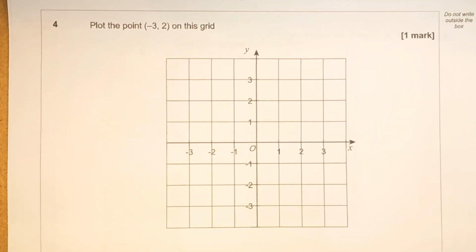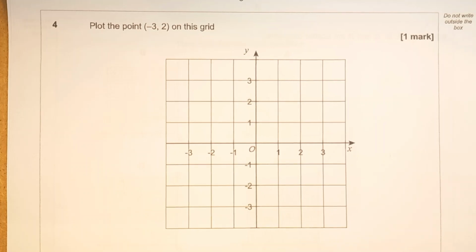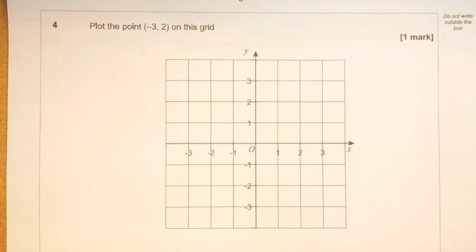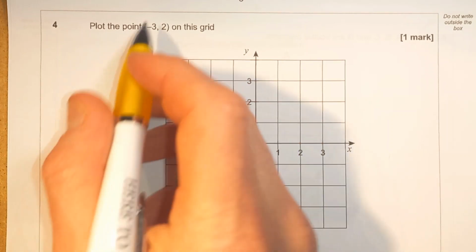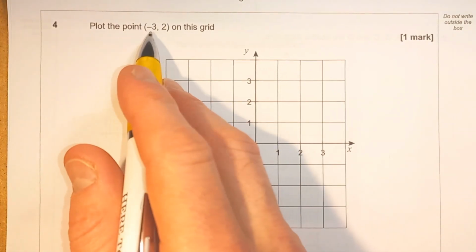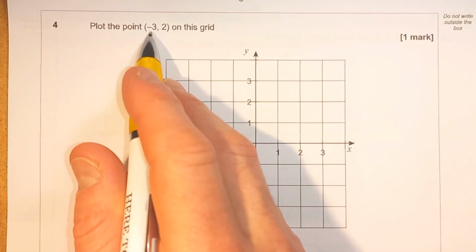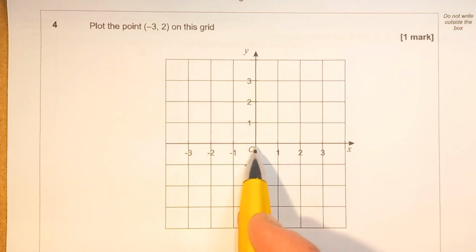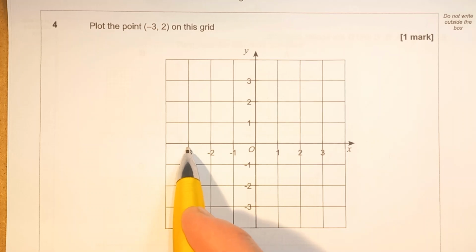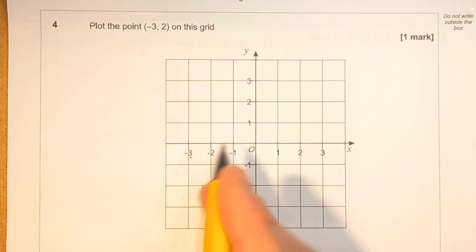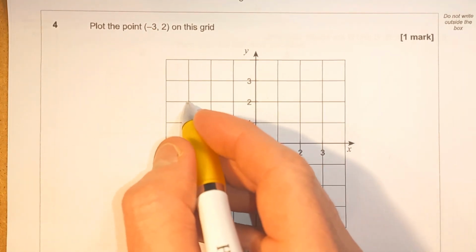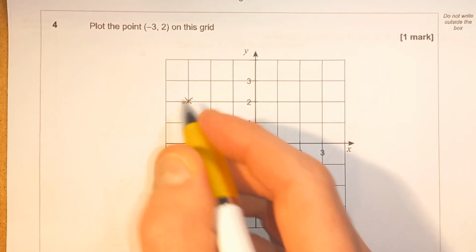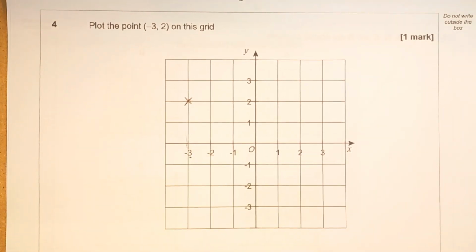Okay. We've got question 4. Plot the point -3, 2 on this grid. When we're looking at coordinates, the first number always refers to going across the x-axis. So -3, well, that's going to be this way, -3 here. And the second number is 2, so we're going to go up to 2 here. So we can just mark that on with a cross.